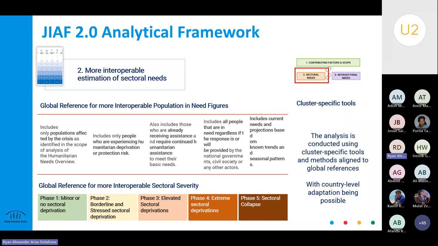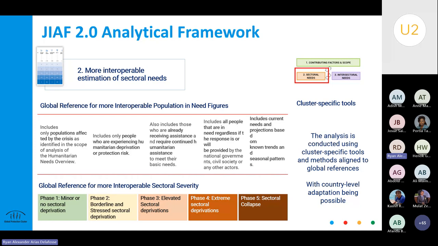When you are calculating your sectoral needs and AORs or protection clusters say these areas are severity level four, and there are, let's say, 40% of the country is in severity level four, you're going to be slightly suspicious and say, I don't know if there are extreme sectoral deprivations in 40% of the country that we're working in right now. And you go through and you look at these phase definitions and you make sure that they align with what the data is telling you.